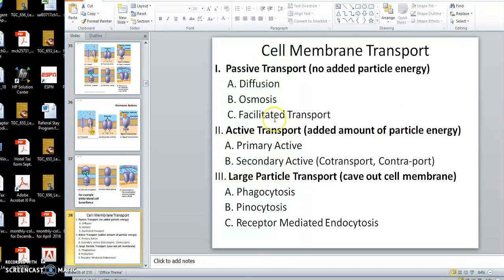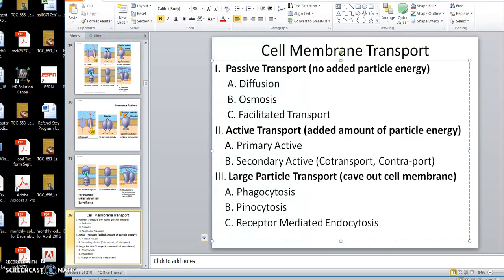Active transport. There are particles that want to move in and out, but they don't have their own energy. So they must acquire energy from that substance we talked about in chapter 2 called ATP. So passive transport, the particles have their own energy. Active transport, they need additional energy.